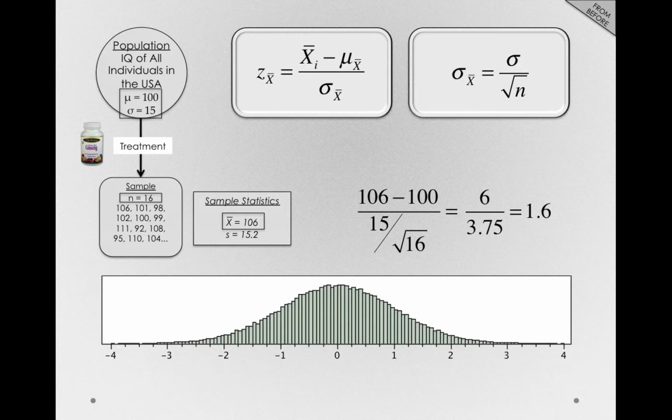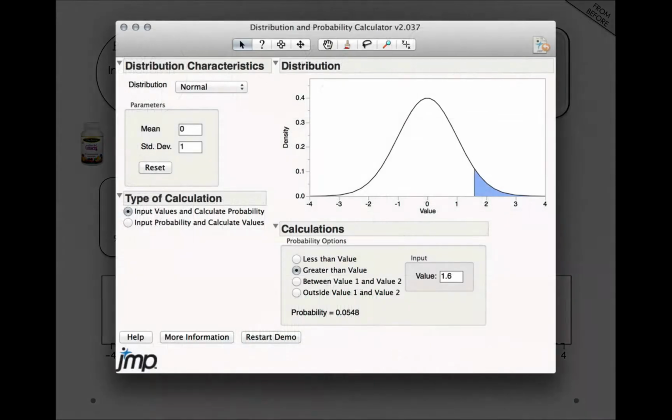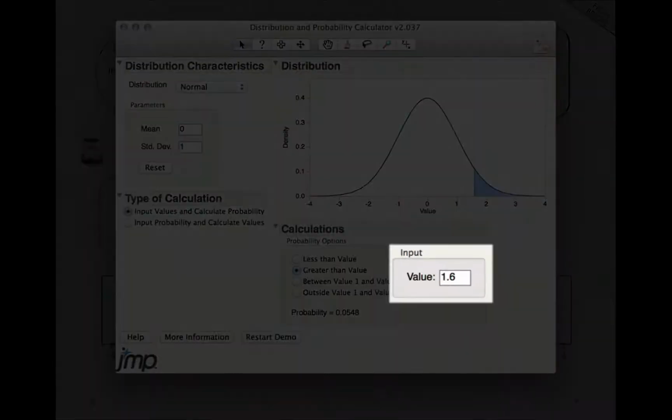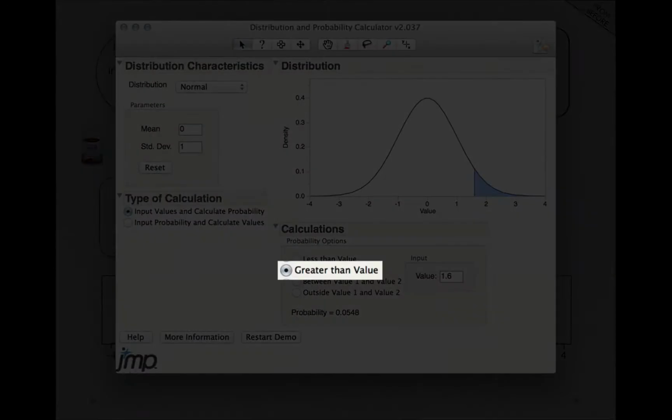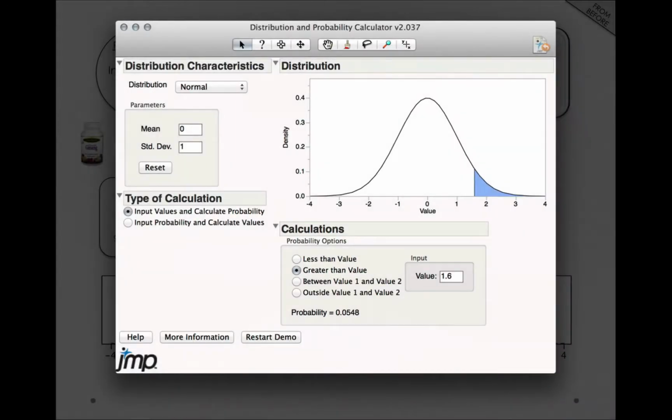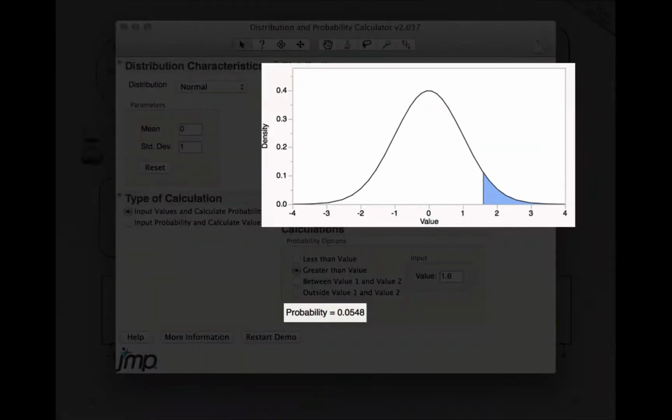To find out a specific answer, I'll launch the distribution and probability calculator that's in the teaching modules in JMP. If you're using the journal that accompanies this module, you'll also find a link to this calculator. What I've entered here is 1.6 in the greater than value section. This returns a probability of 0.0548, which is telling us that there's 0.0548 proportion of a normal distribution more extreme in the positive direction than a value of 1.6.